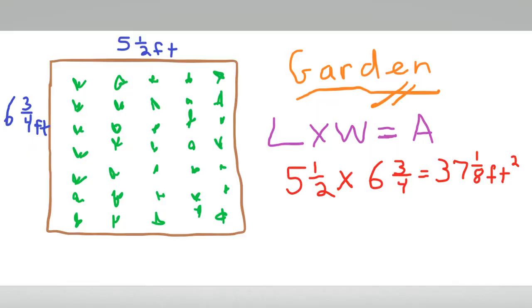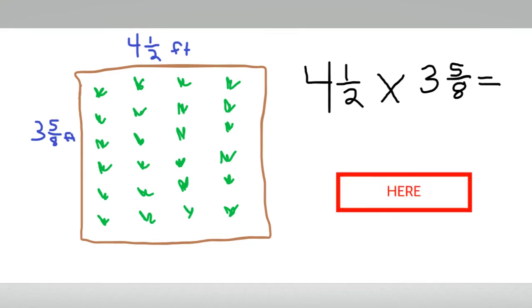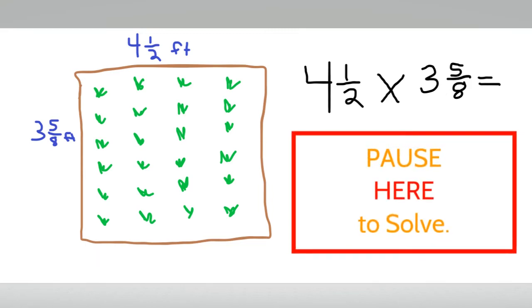Okay, so 5 1/2 times 6 3/4 is equal to 37 1/8. Now that we did one together, I want you to go ahead and try one on your own. I want you to figure out the area of this other garden bed. It is 4.5 feet by 3 5/8 feet. Go ahead and set up your area model and solve. When you're done, compare your answer to mine.